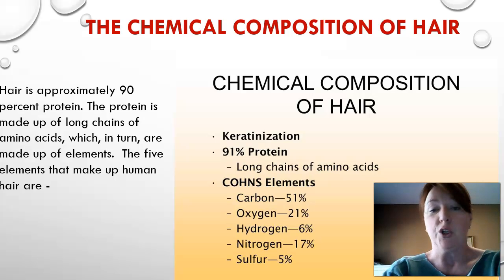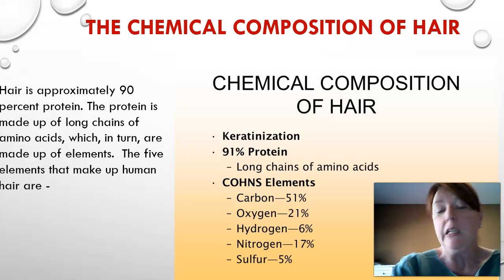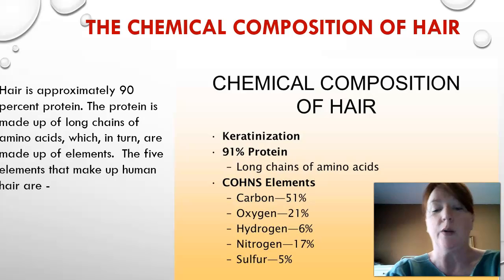The chemical composition of hair. Hair is approximately 90% protein. The protein is made up of long chains of amino acids, which in turn are made up of elements. The 5 elements that make up human hair are the CHONS elements: carbon, oxygen, hydrogen, nitrogen, and sulfur. It's important that you understand that. Hair is about 91% protein, and then 51% is carbon, 21% is oxygen, 6% is hydrogen, 17% is nitrogen, and 5% is sulfur.